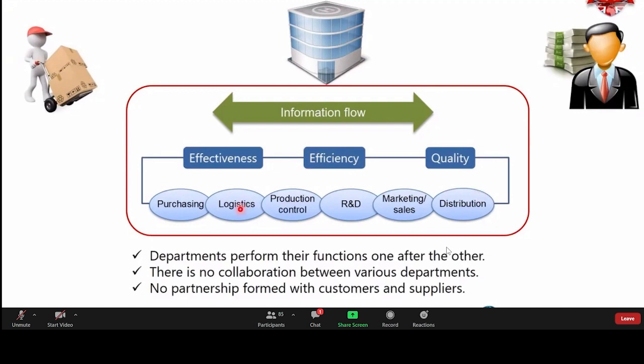So ano ba yung good point dito? So departments perform their function one after the another. So connected siya. For example, merong ibinatong forecast or demand ang market.